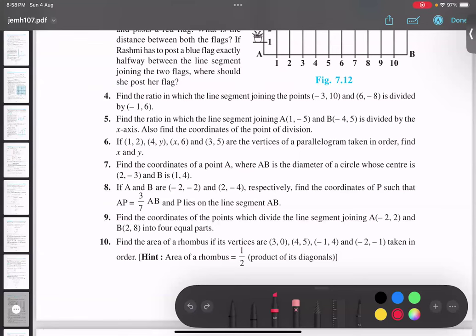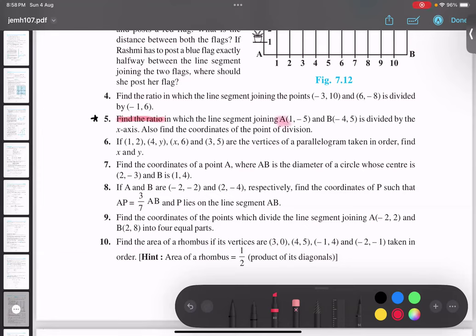Fifth question is an important question. This kind of question will come in your exam for sure. Find the ratio. As soon as they say find the ratio, you know that you have to do k is to 1. Already we have discussed this thing in the last class.